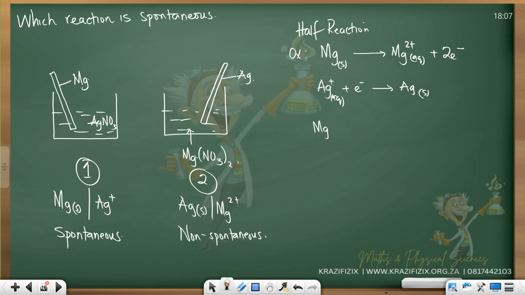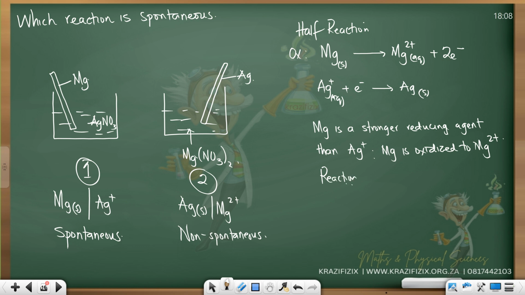I would say Mg is a stronger what? Reducing agent. Remember, keep your answers from the left hand side, than what? Don't write Ag. It's not Ag. Ag is not on the left hand side. Ag plus. Therefore, Mg is oxidized to what? Mg2 plus. Reaction is spontaneous. And you are done. You get all your marks now.